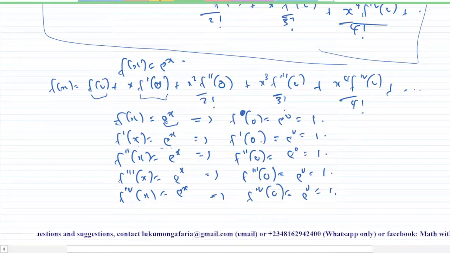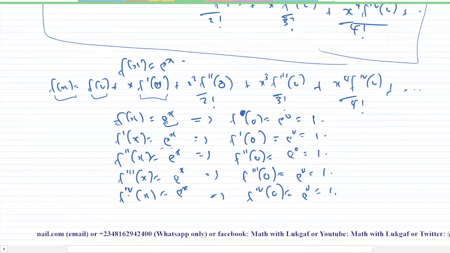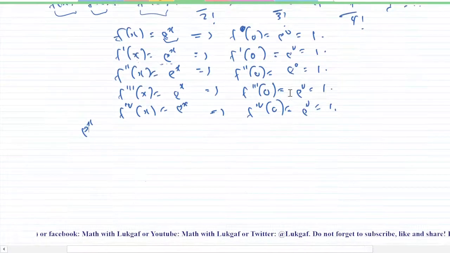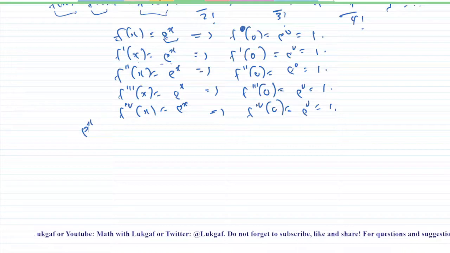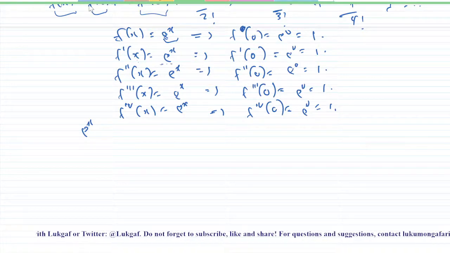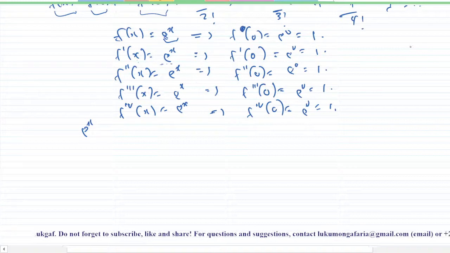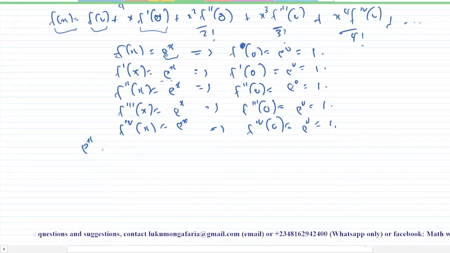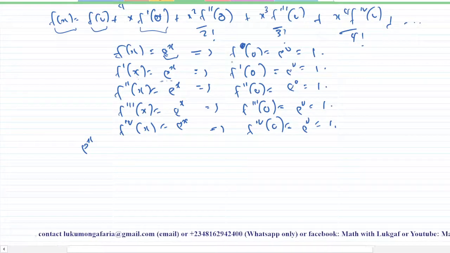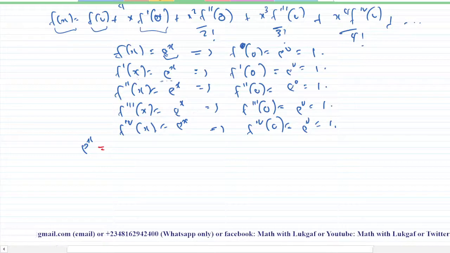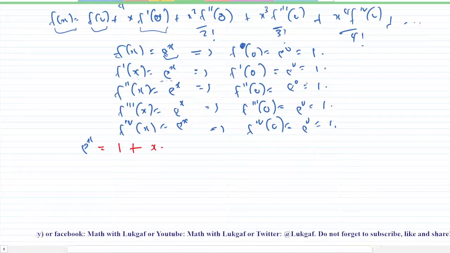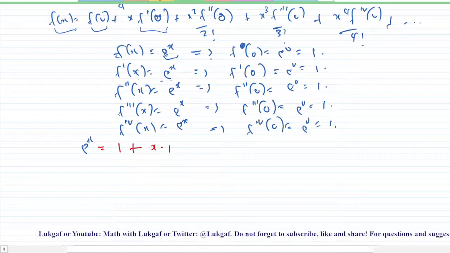So if that is clear, then you can now go back to your formula. Recall that our f of x is what? e raised to power x. Then you can now say that your e raised to power x, which is f of x, will now give you what? f of 0. What is f of 0? You can see that my f of 0 is 1. Then plus x. What is f prime of 0? That is also 1. Then plus x squared.